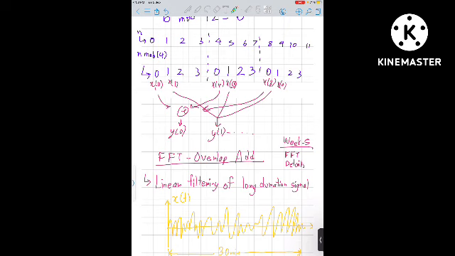The overlap add and overlap save methods do not actually require FFT. So do you want me to cover FFT, revise FFT, or should I continue directly with overlap add and overlap save?